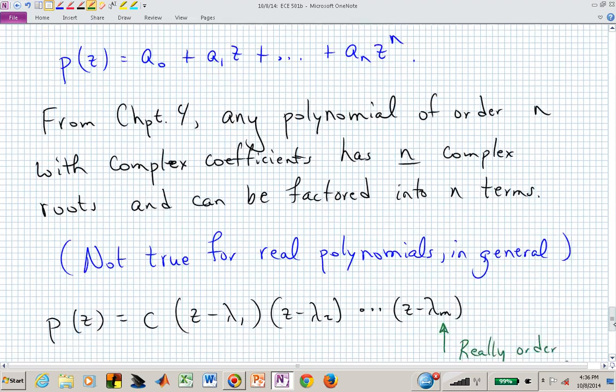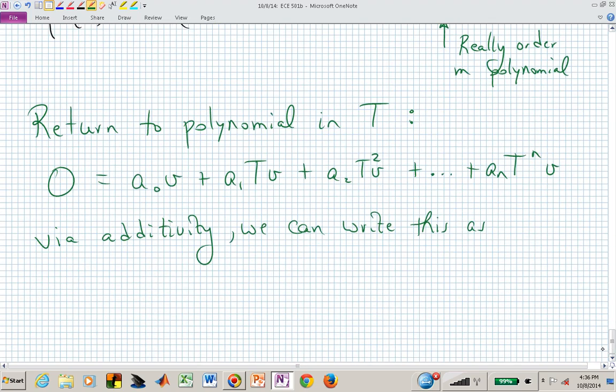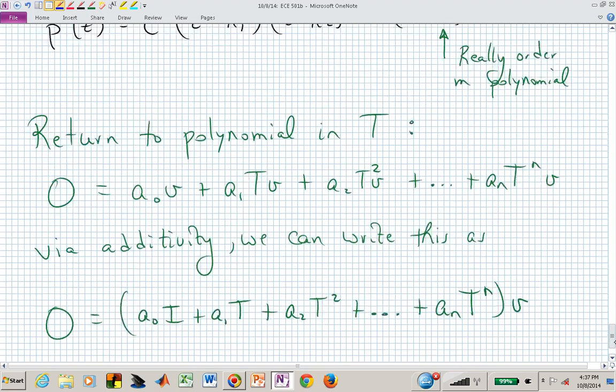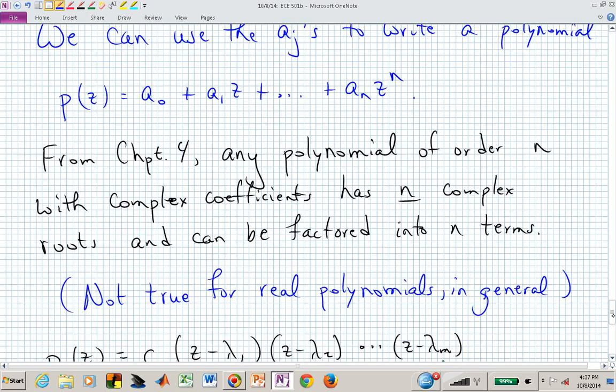Let's now return to that polynomial, and via additivity we can actually factor out that common v from all of these terms, or from the terms in this sum. Meaning now we can say that that's equal to a sub 0 I plus a1t plus a sub 2 t squared plus a sub n t to the n, applied to v. And now we can compare that with this, p of z.